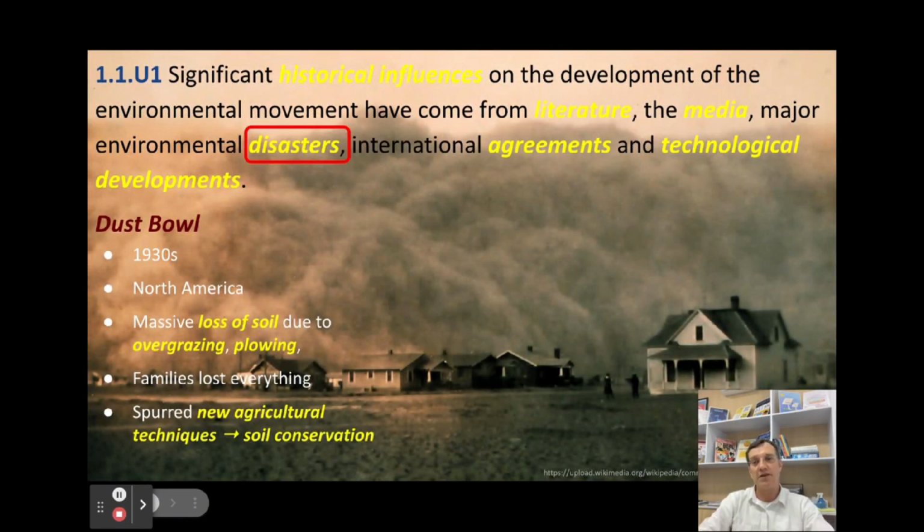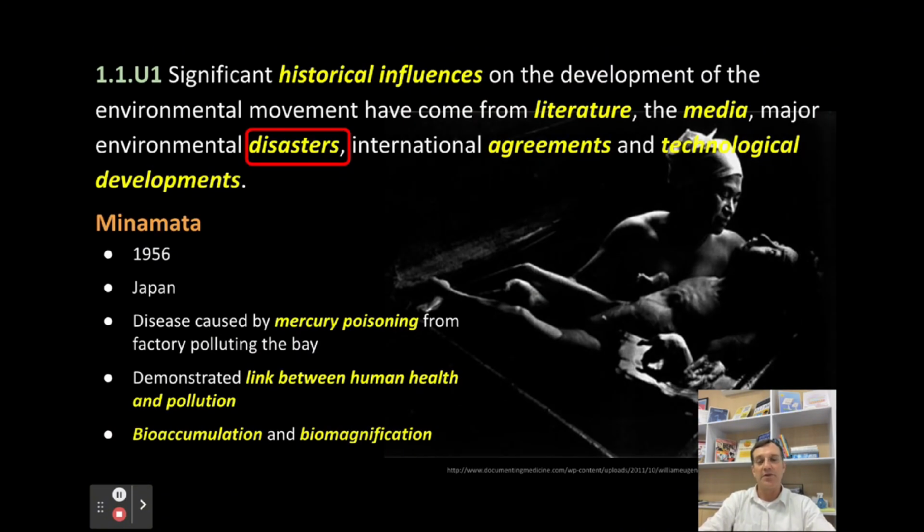The Dust Bowl in North America in the mid-1930s wiped out entire families, forced large-scale migration, and prompted lots of new agricultural techniques that contribute to soil conservation, which we will cover in topic 5 of the syllabus a little bit later on.